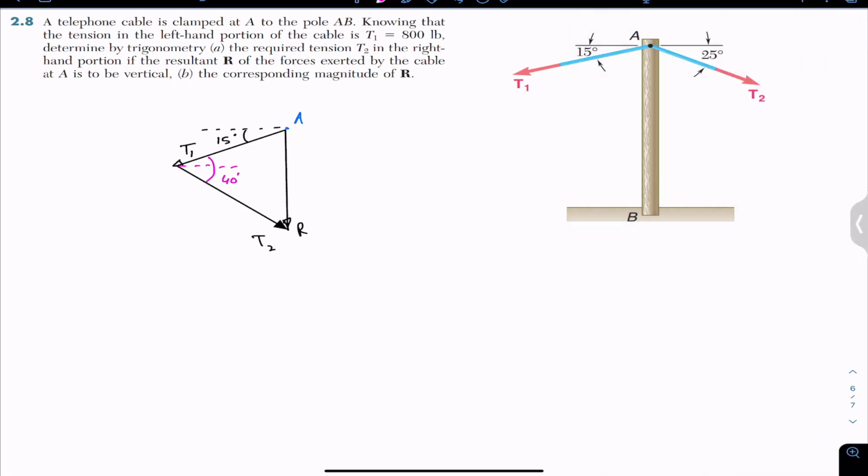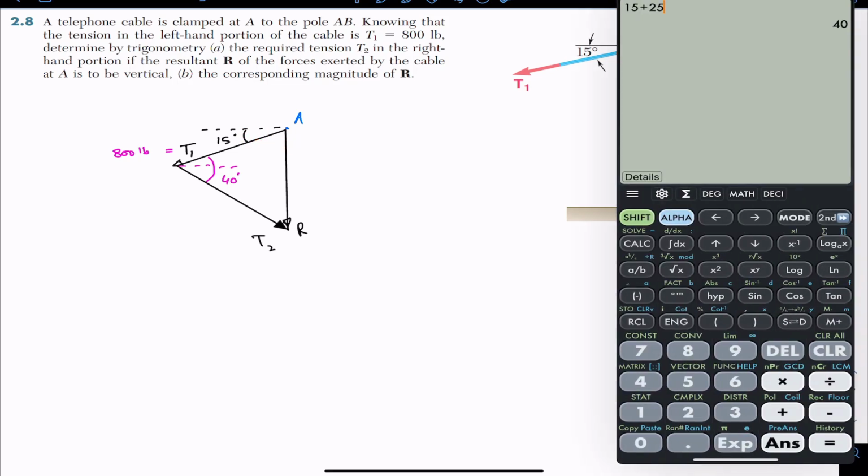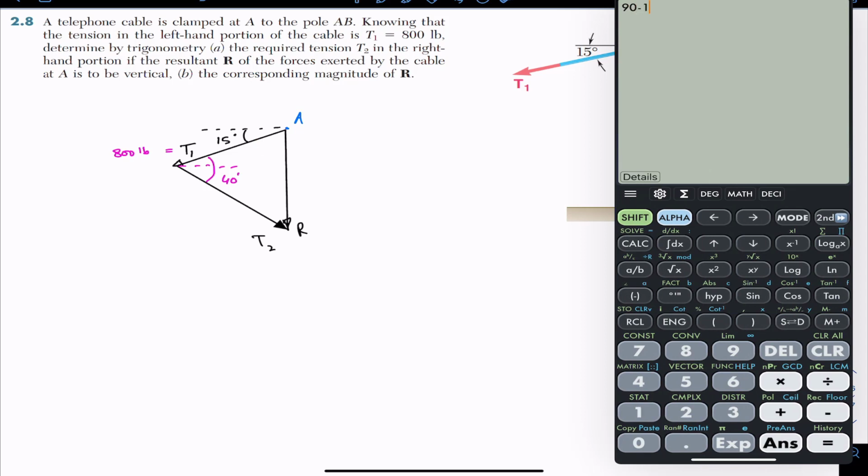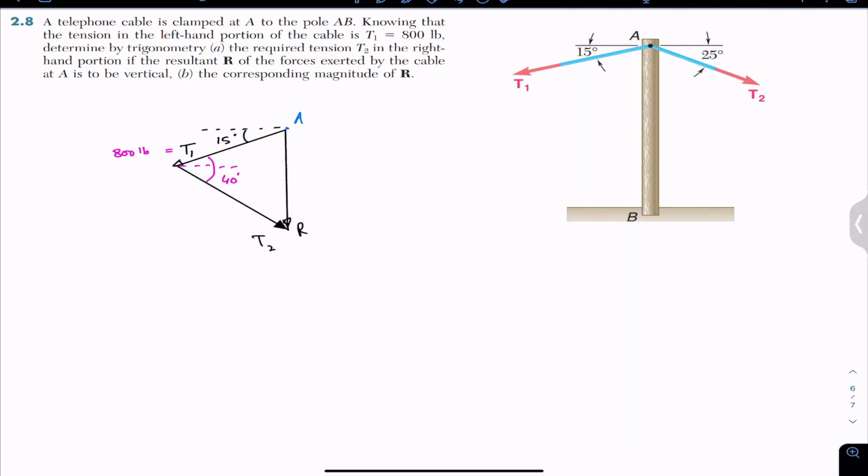The magnitude of T1 is given as 800 pounds. Now if we look at this resultant, it is vertical, so it makes a 90 degree angle here. If this is 90 degrees and this is 15 degrees, then this angle is 90 minus 15, which is 75 degrees.